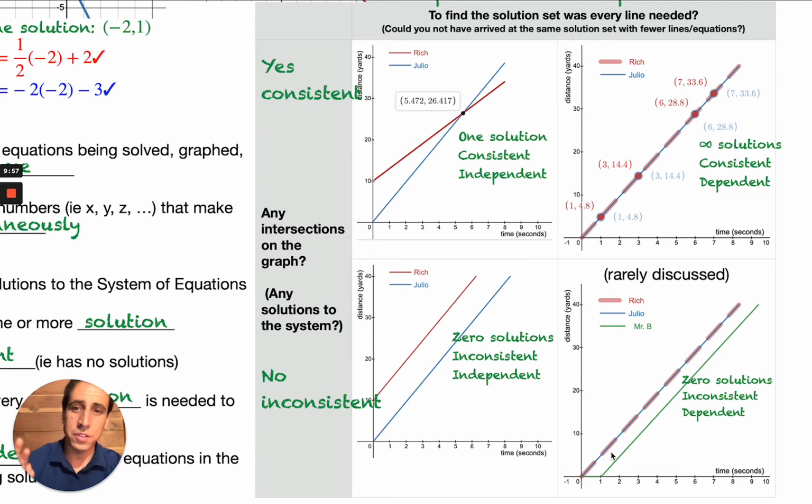So zero solutions, that means no. That means it's inconsistent. There are no solutions. And you don't need all three of us, Rich, Julio, and Mr. B, to figure out that there were zero solutions. You only need two of them. Like if you just had Rich and Mr. B, then that would be enough to say that there are zero solutions. So that's a no also. It's dependent.